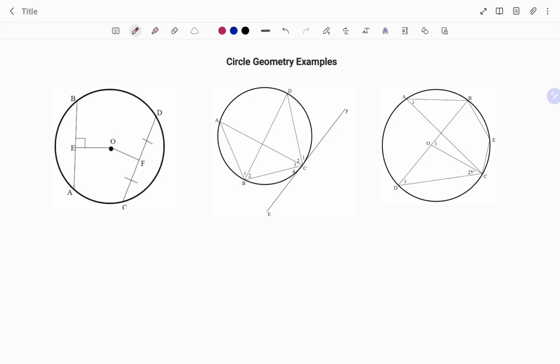In this video, I'm going to solve the following circle geometry examples by applying the appropriate circle theorem.